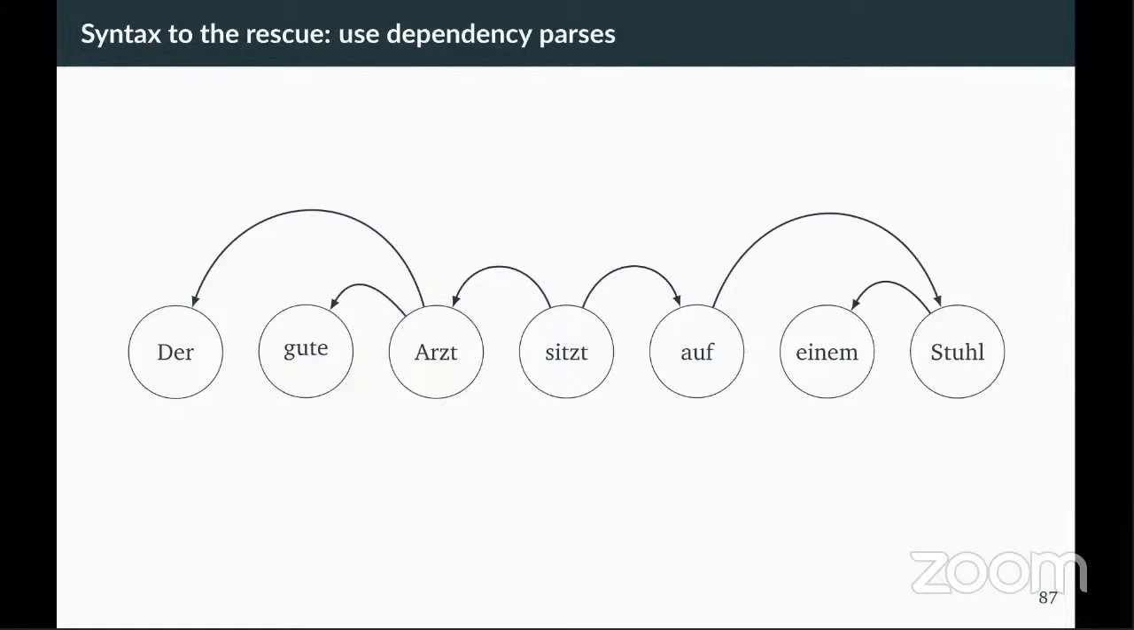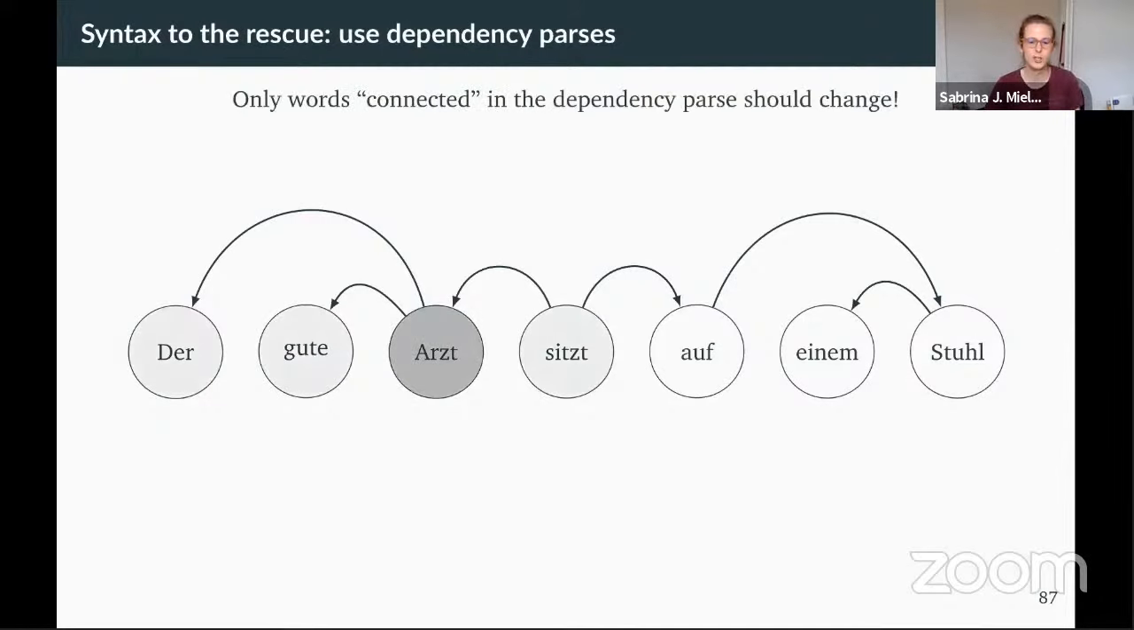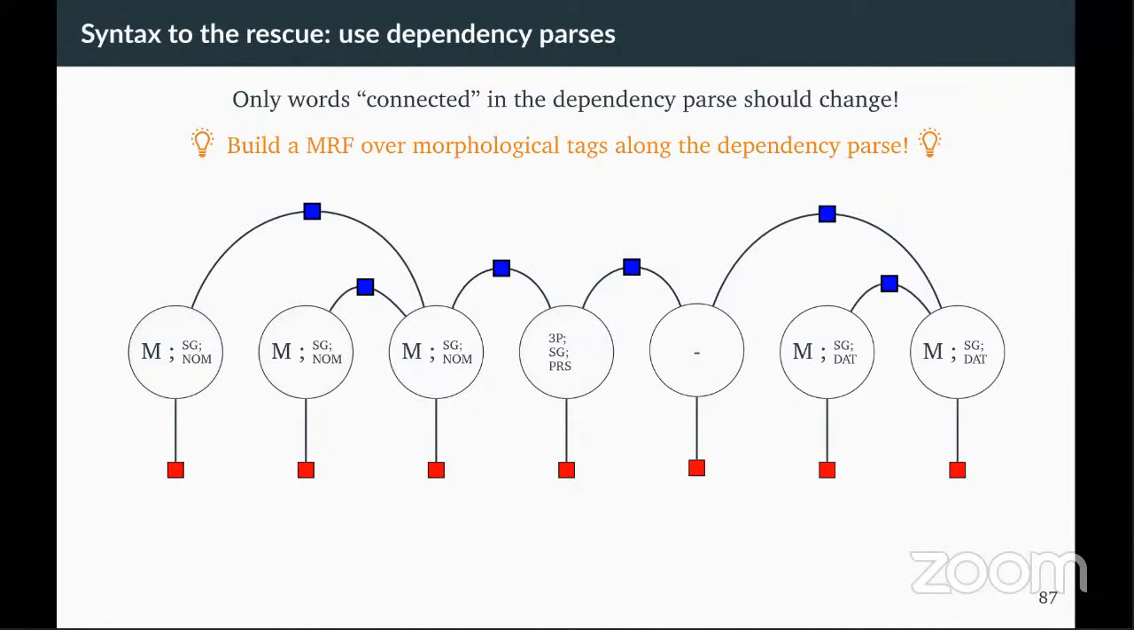So we used counterfactual data augmentation, or cancel grammatical gender, yes, please. The answer is we use dependency parses to check, if we want to flip one of the words, which ones have to change. So if we want to flip doctor from male to female, the things that are connected to it might have to change, which is the, good, and sitting, but the others do not change. And so we do this with a Markov random field.